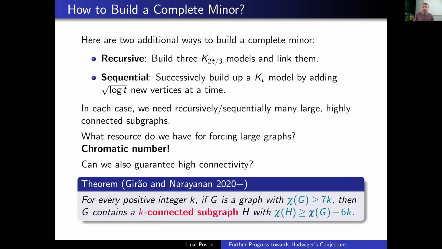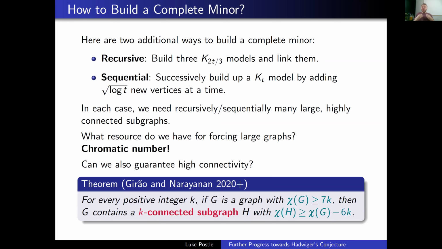So this is a nice breakthrough result by João and Norin from just this year. Sergey had asked this question at the Banff conference, and they answered it very quickly with a very nice proof. It goes like this. For every positive integer k, if G is a graph with chromatic number at least 7k, then you get a k-connected subgraph H with chi of H being at least chi of G minus 6k. So what is this theorem saying? If you have decent chromatic number, you can exchange just a bit of it for connectivity. If you want k-connected, I can find a subgraph that only loses 6k colors in the chromatic number and is k-connected.